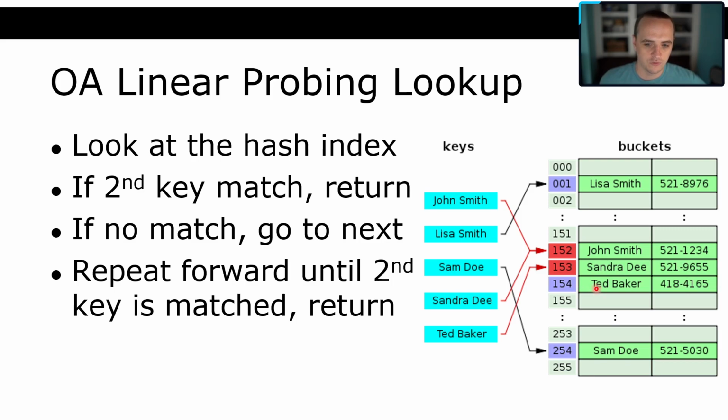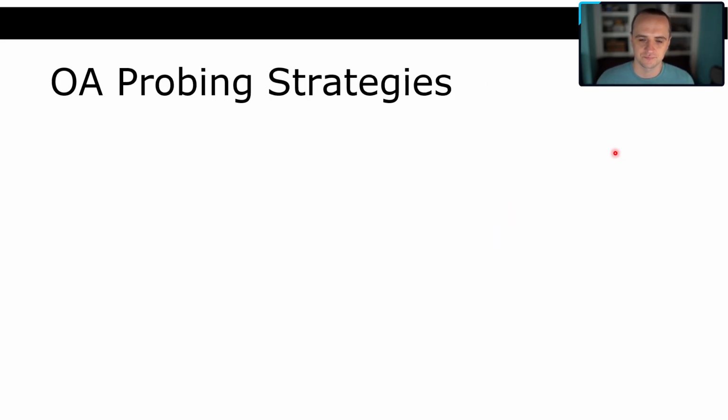So we look one forward. Oh, we found Ted Baker. So we can now return that information. See how that works? Then we might look up Lisa Smith. Oh, we found the secondary one, Lisa Smith. So with open addressing, we need a secondary key in order to make sure that we're looking at the right data. That's why we have a secondary key.